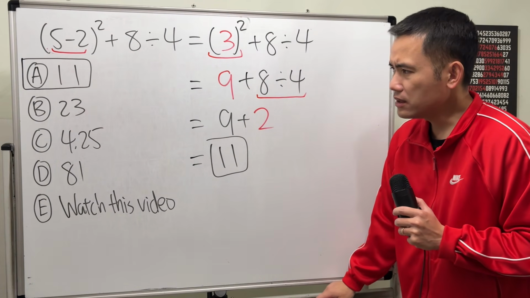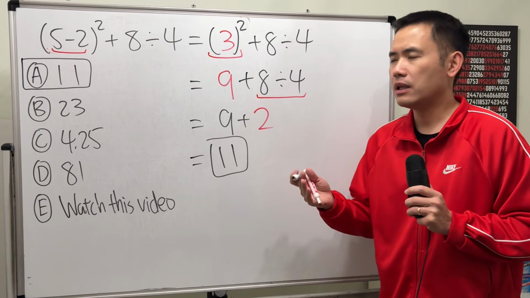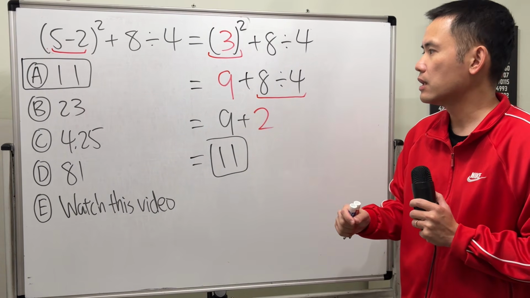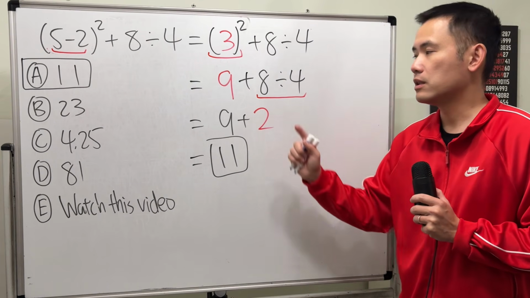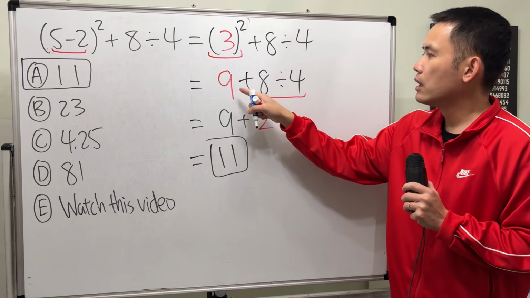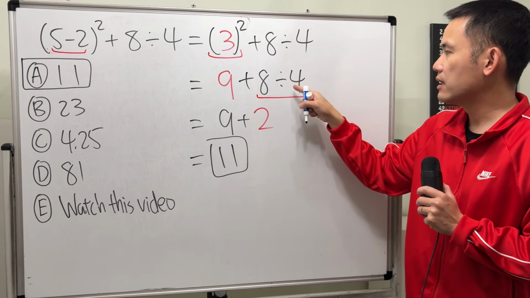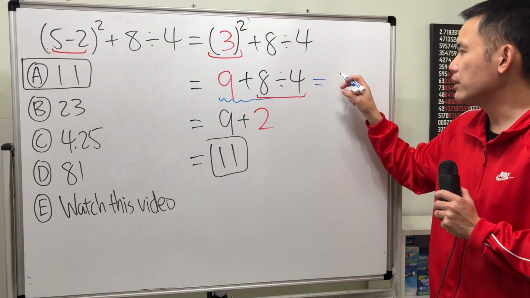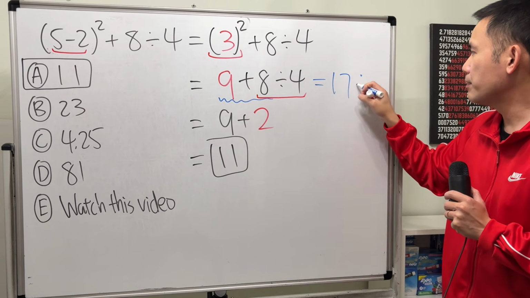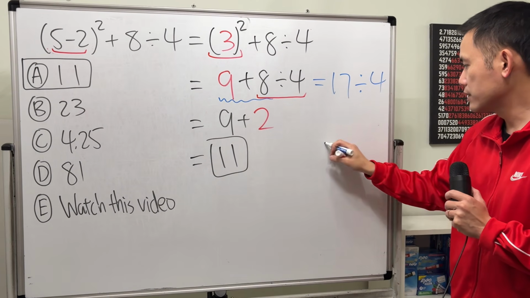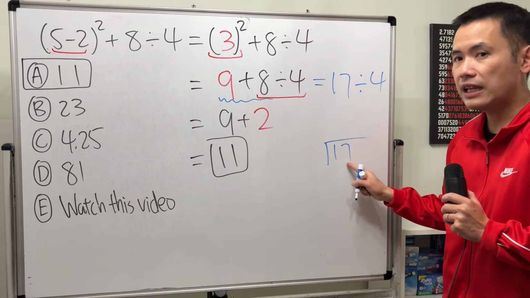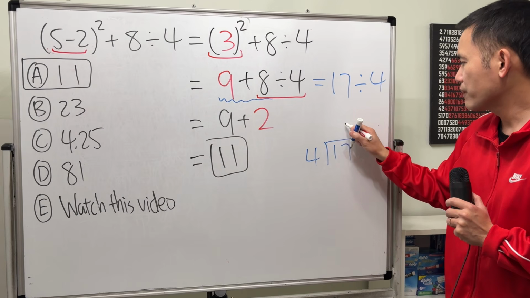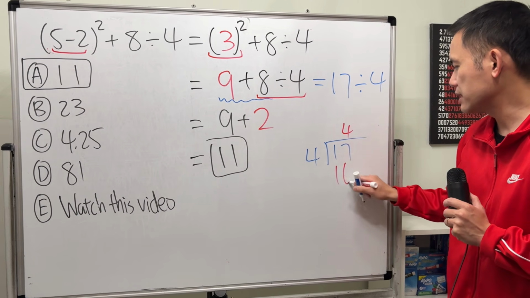So I was looking at this and I was thinking about how possibly they come up with this kind of wrong answers for the choices. I think one common mistake is right here. If you look at 9 plus 8 divided by 4, if you accidentally do the 9 plus 8 and you say that's 17 and then divide it by 4, and if you work this out, 17 on the inside, 4 on the outside, 4 goes into 17 almost 4 times because 4 times 4 is 16.